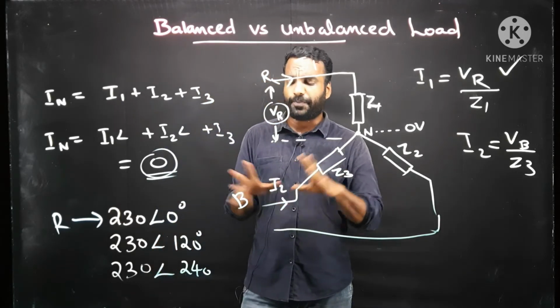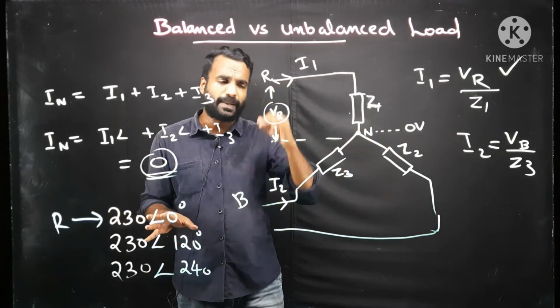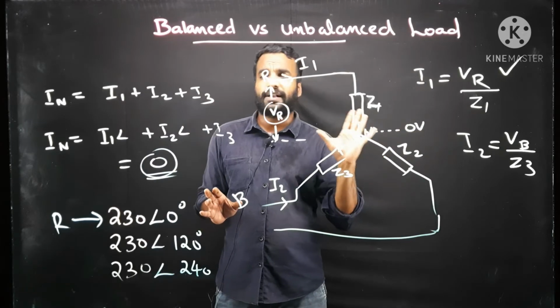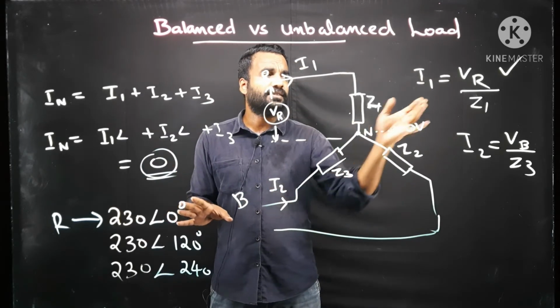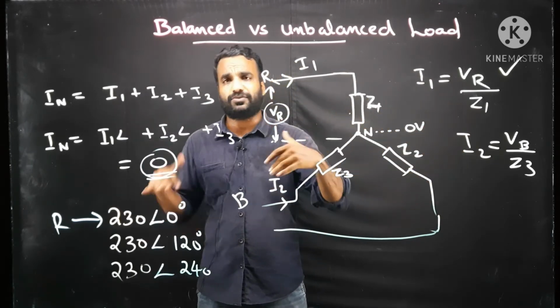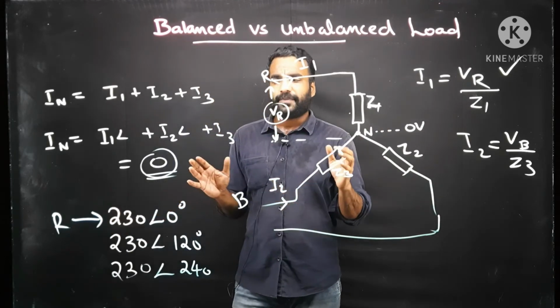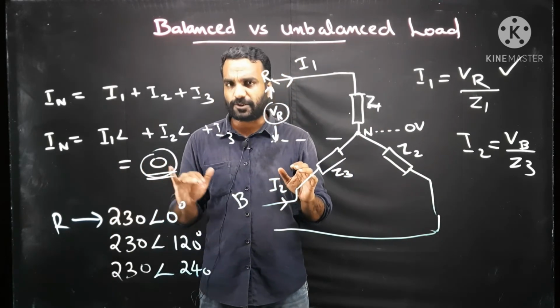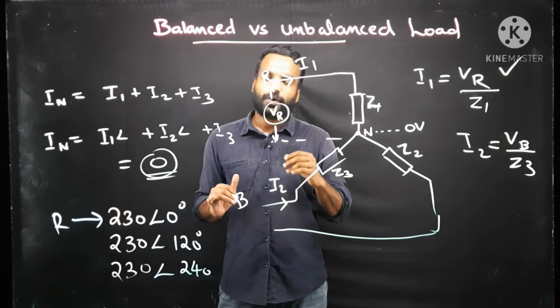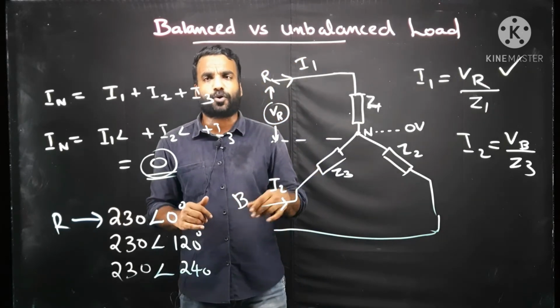Okay, so I hope you know what is balanced and unbalanced. In balanced, definitely the neutral current will be 0. But in unbalanced, Z1, Z2, Z3, or the load values are different, so if you take the sum, it will not be 0. Neutral current will be present. Okay, so let us do a small problem.